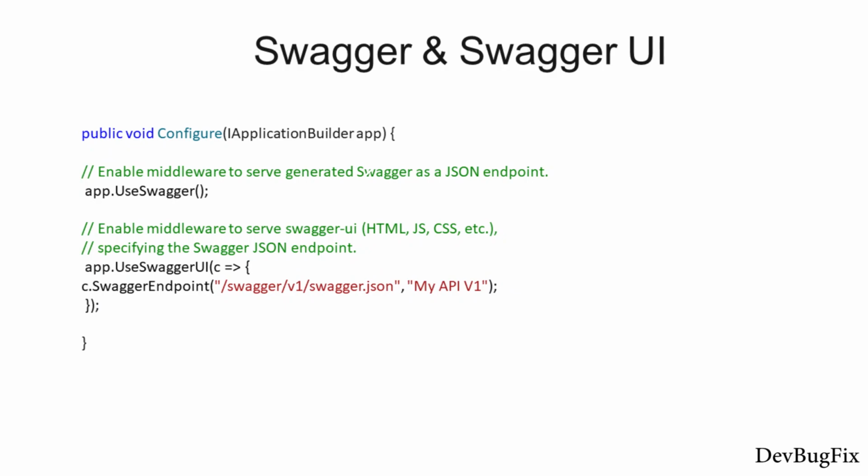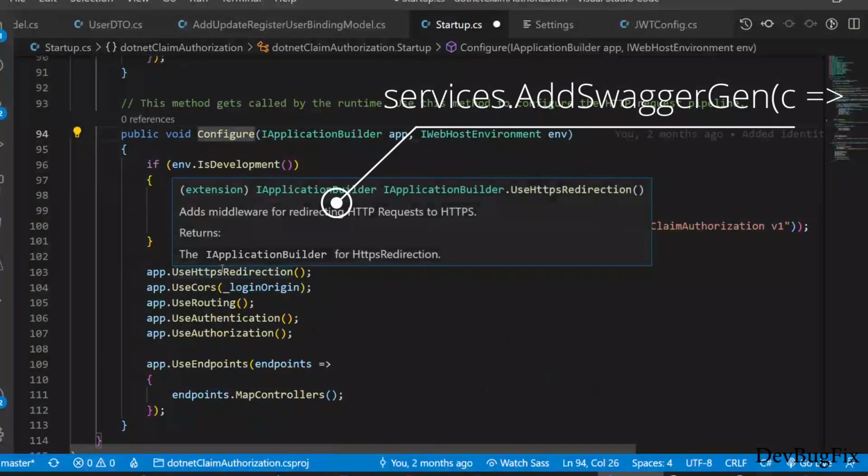Second component of Swashbuckle is Swagger and third one is Swagger UI. And we use these components as middleware. App.UseSwagger method enables the middleware to serve the generated Swagger as a JSON endpoint. App.UseSwaggerUI enables the middleware to serve Swagger UI and specifies the Swagger JSON endpoint. Now we will implement these two components in the Configure method.